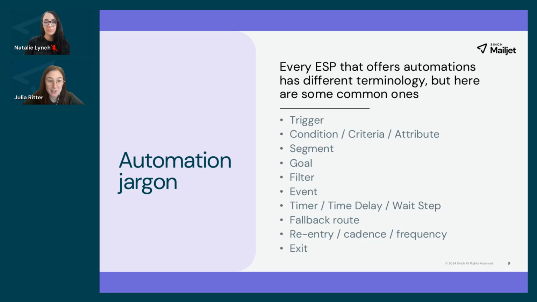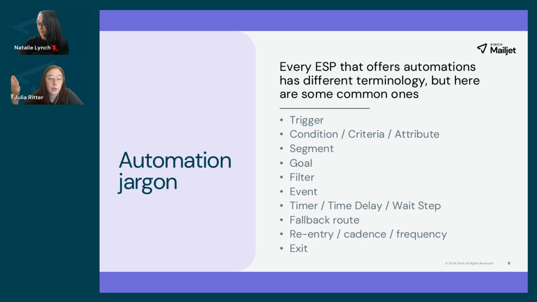Re-entry, cadence, frequency. Those are how many times or when a contact can come back into an automation. Is it immediately? Is it within a year? And what is the re-entry criteria that they have to meet to come back into the automation? So just keep those things in mind. Especially, you don't want the frequency to be daily. If you want them to receive that every day, or you want that contact property to be updated every day, that's up to you, but that might be a little much.